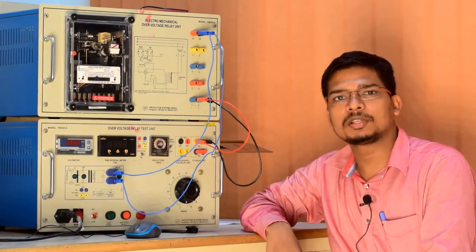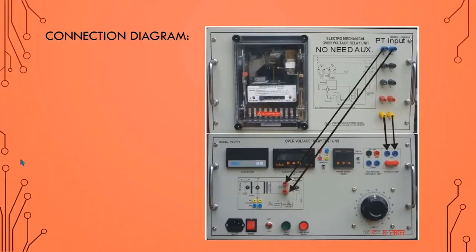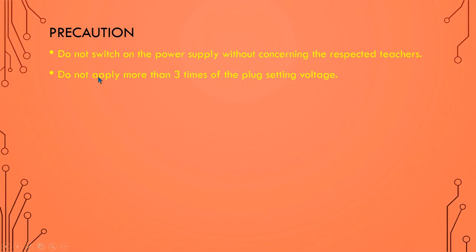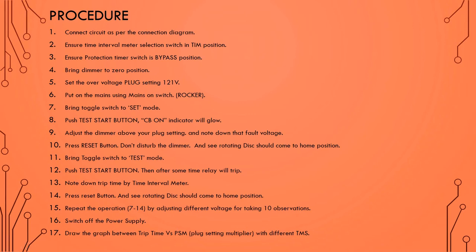So let's see the procedure, how to proceed. Before that we also have to see the precaution, and here one technical precaution is written, that is do not apply more than 3 times the clock setting voltage. That means whatever the clock setting you have set, we should not apply more than 3 times the clock setting voltage. That is somewhat a restriction on our experiment kit. Next we will see the procedure.